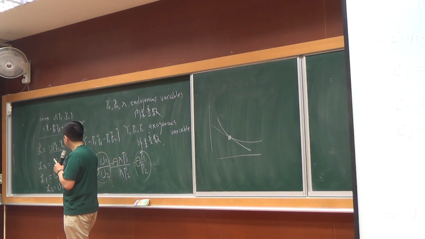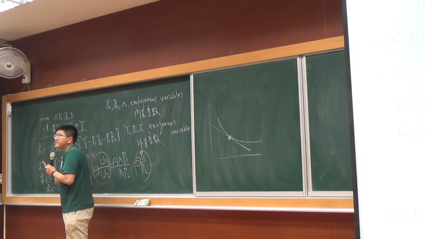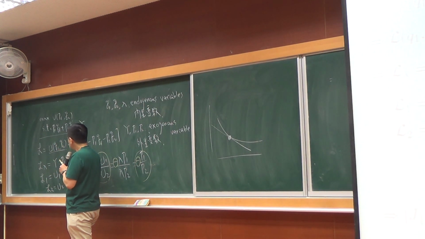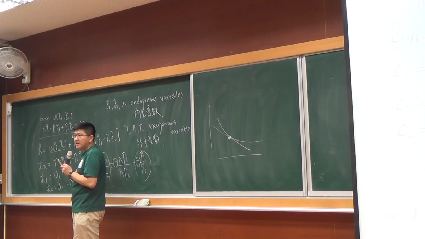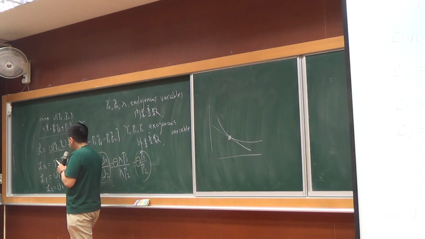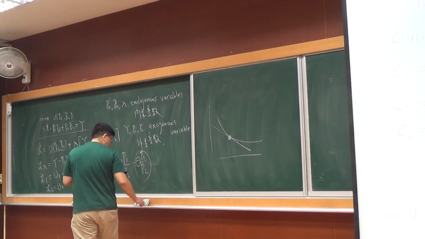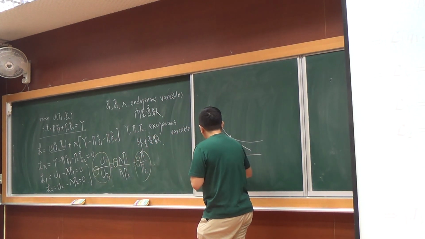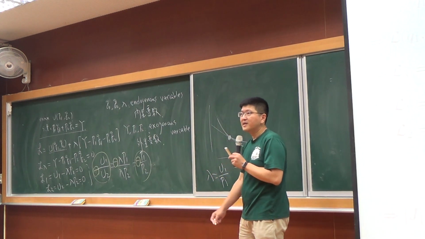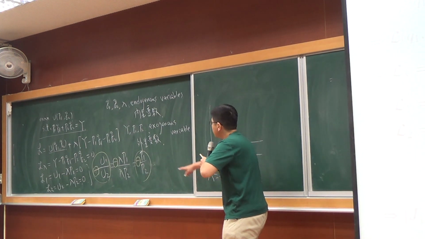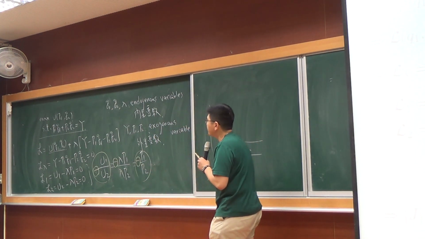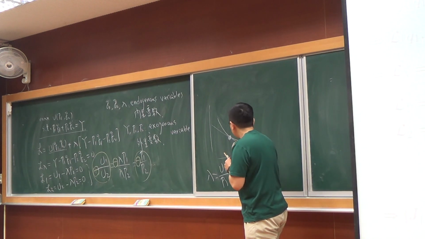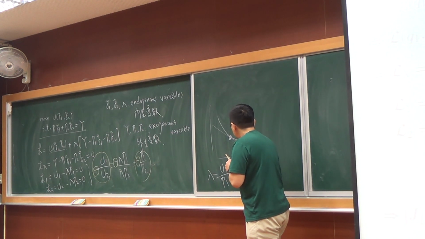Another aspect. You will see the second first order condition would be u1 minus lambda p1 equals 0, right? So what would be lambda? Lambda would be u1 over p1. Is that right? And also, from the other first order condition, lambda would be u2 over p2.